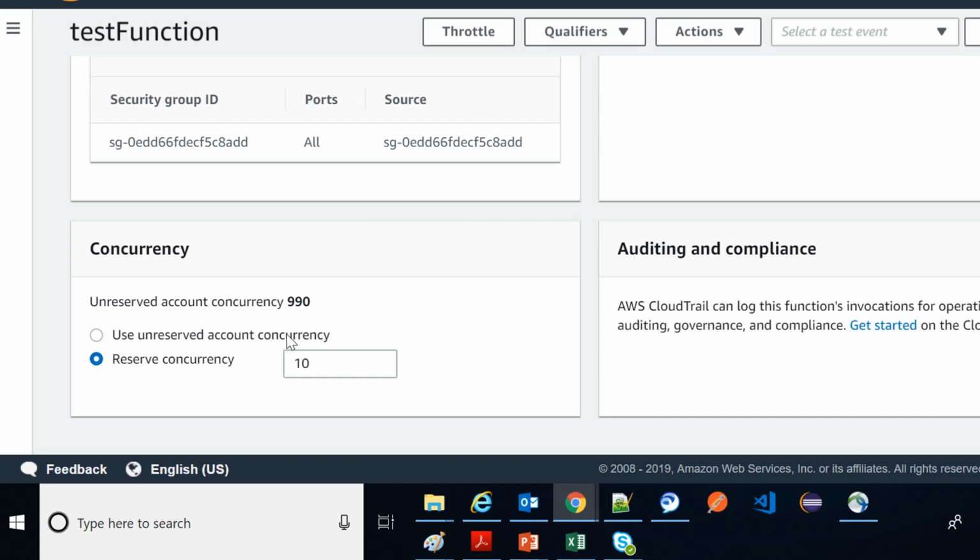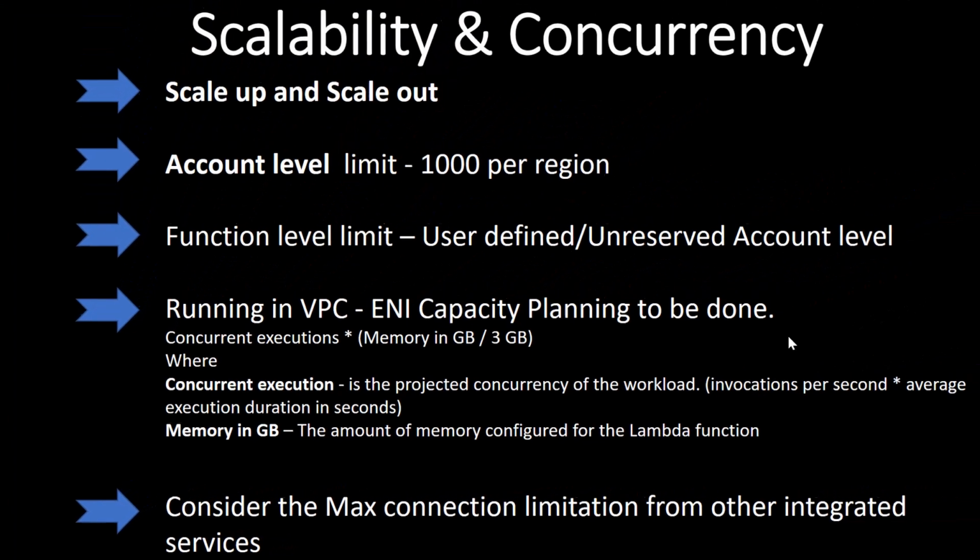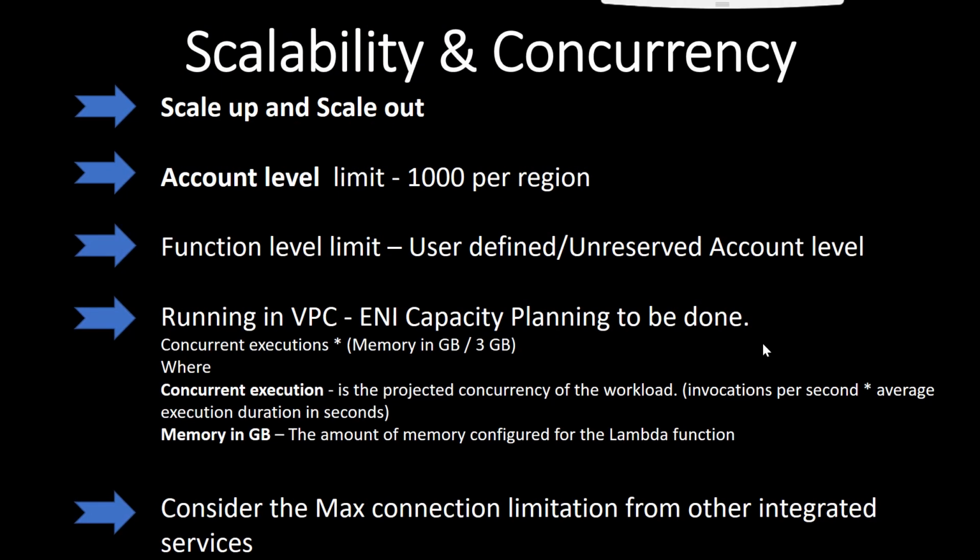Now, if it breaches that limit, it will cause throttling, and that you have to handle at the function level, which we'll talk about in our next chapter. But for the time being, just remember that there are two levels of limits we have in Lambda for concurrency, at the account level and at the function level. Now let's take an example.